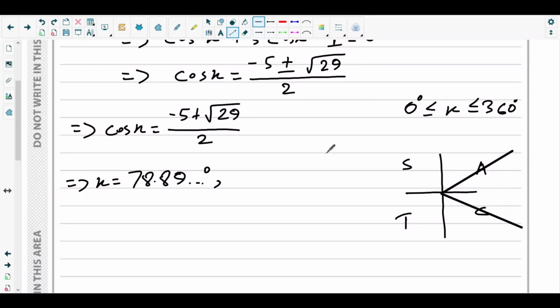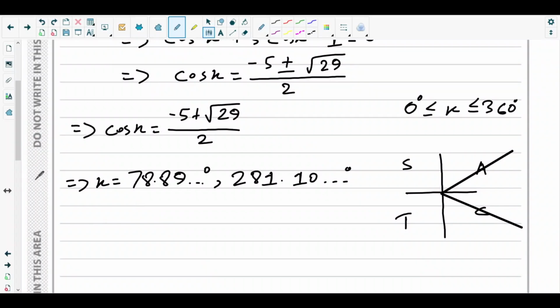Why are we considering the fourth quadrant, why not the second or the third? Because the value of cos x is positive, and cos x is positive in the fourth quadrant. That's why we are considering the value of theta in the fourth quadrant. So this gives 281.10 something degrees.